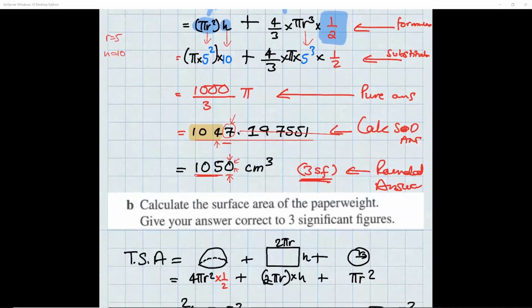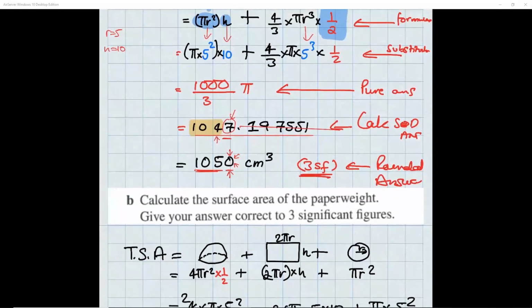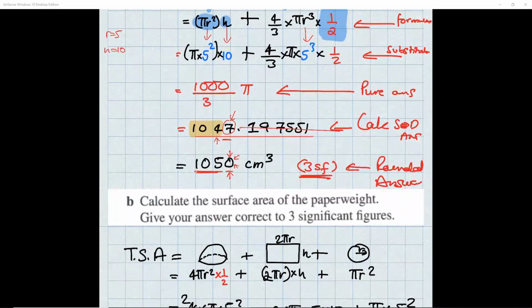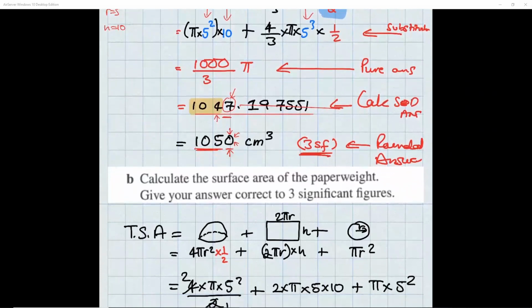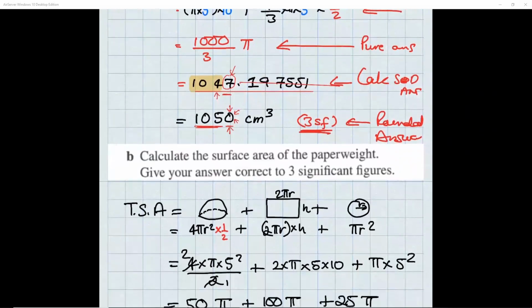So the total curved surface area of the dome is 4 pi r squared, but how much of the dome do we have? Half. So I times by half. And then the area of the rectangle is going to be length times by, which is 2 pi r, times by? Right. Lovely. And what's the area of the bottom base of the shape? Pi r squared. Fantastic, lovely.